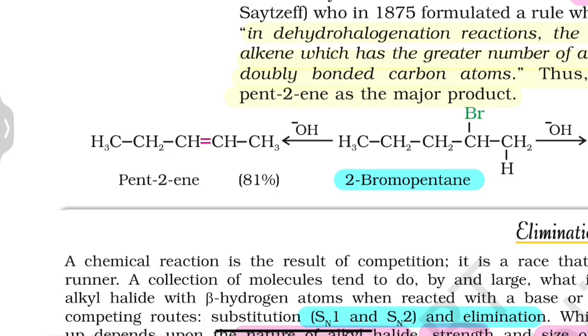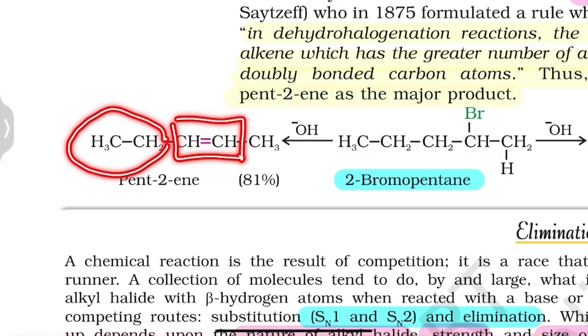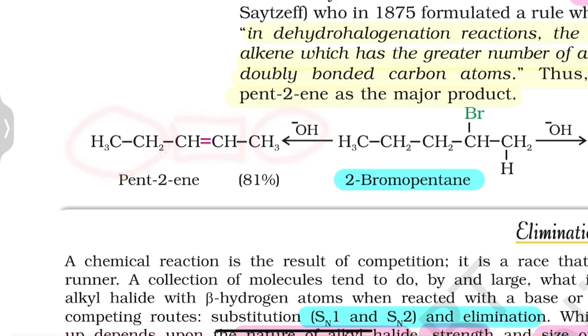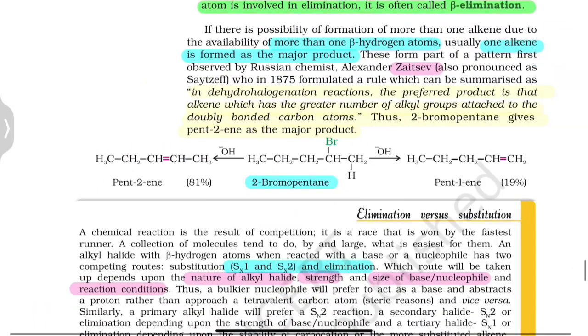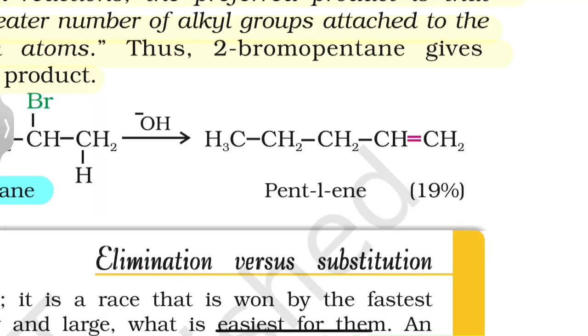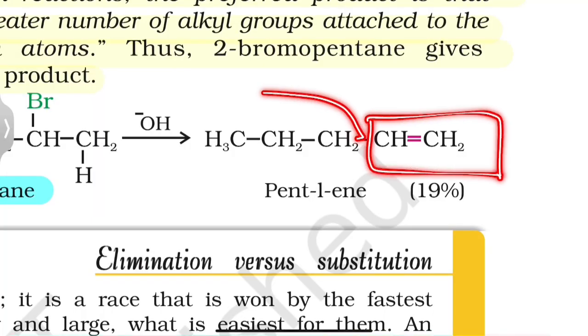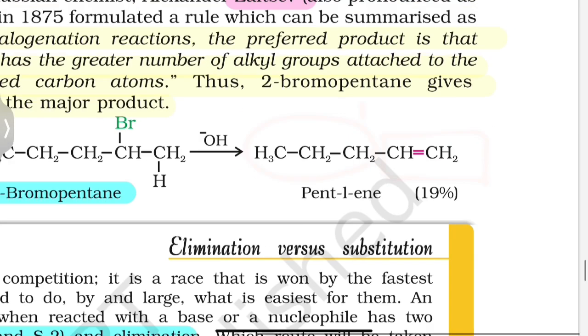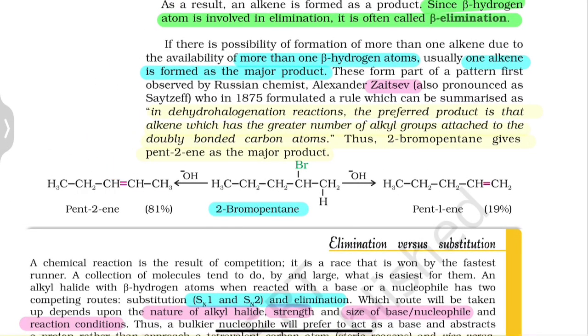What Zaitsev rule says is, after the formation of the alkene, you should see which has more alkyl groups; if it is present, that will be the major product. Here this is the double bonded carbon atom. How many alkyl groups are present? One alkyl group and a second alkyl group. So there are two alkyl groups attached to the carbon-carbon double bond. And in this product you see the carbon-carbon double bond, and there is only one alkyl group attached. So here there are more alkyl groups, therefore this will be the major product.